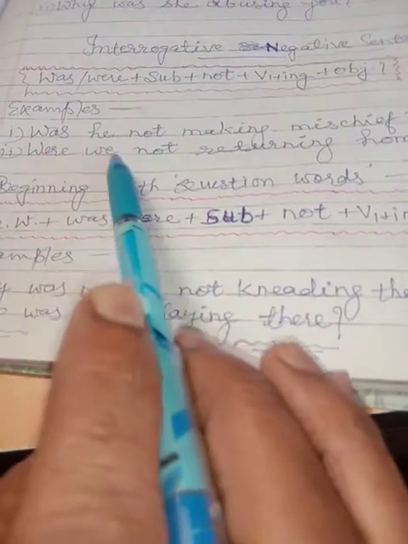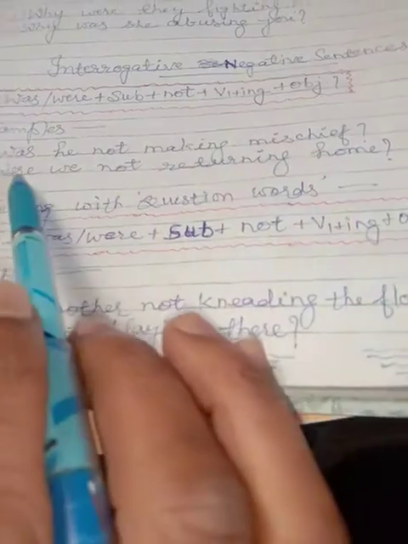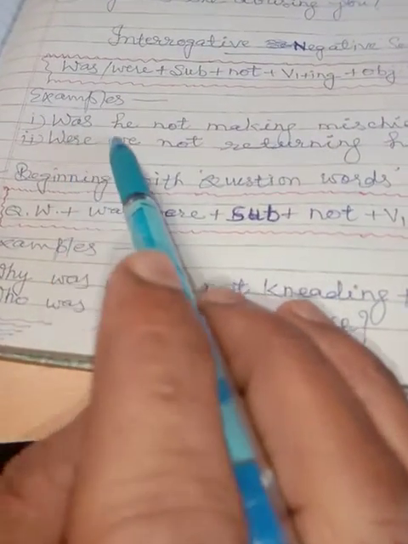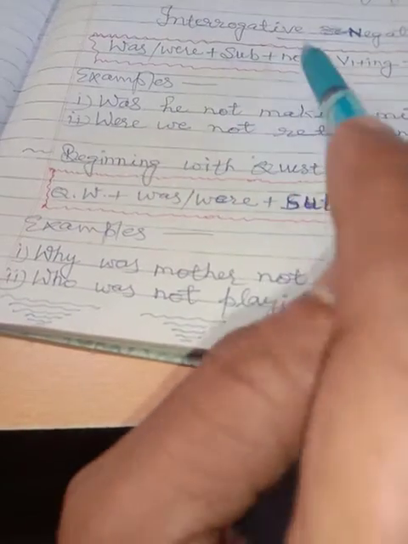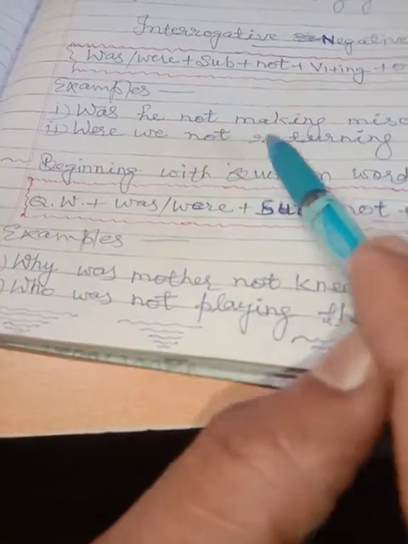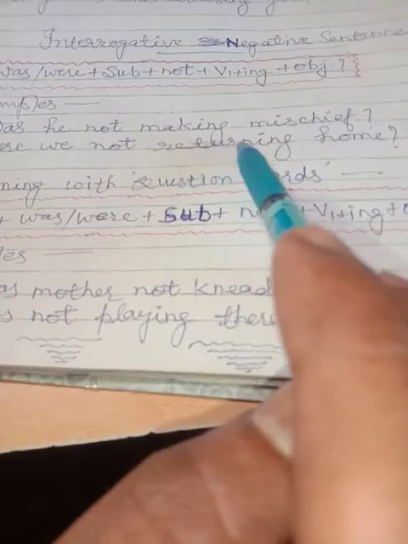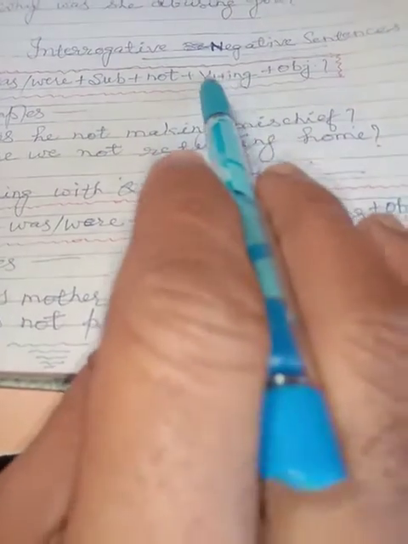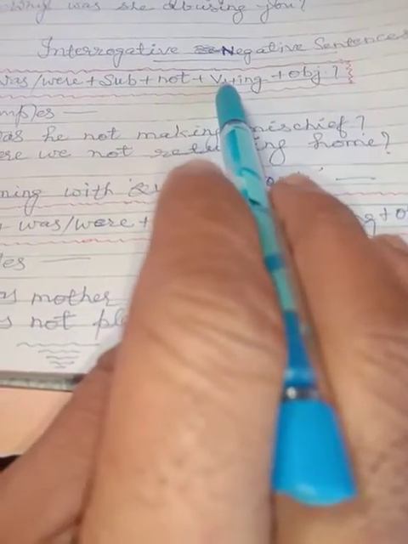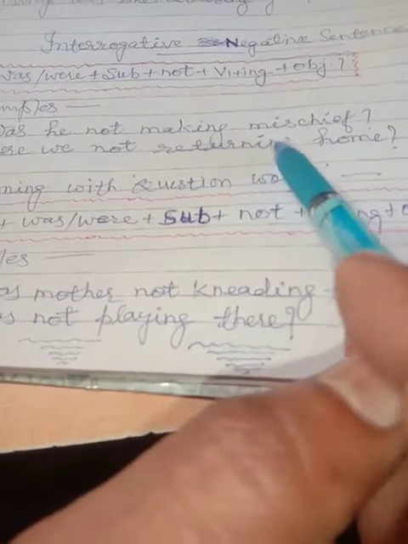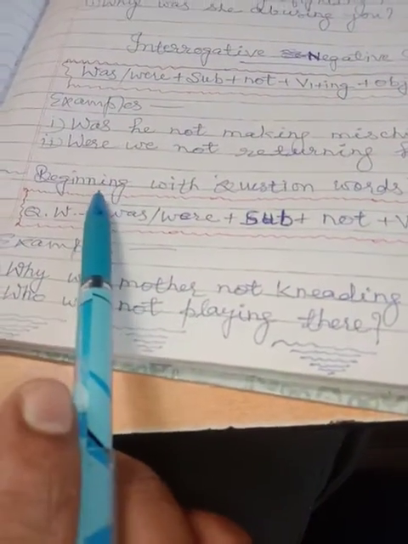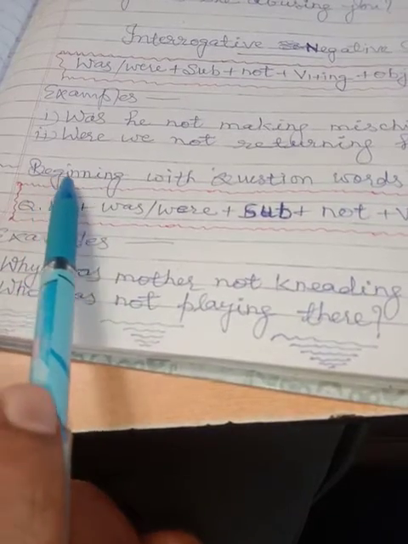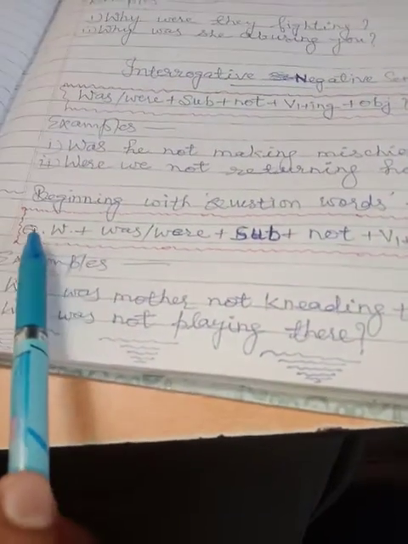Next one, were we not returning home? So were is used here with plural number subject we, not is for making negative sentence. Returning is first form of the verb return plus ing. Object is home here. Now second type of interrogative negative sentence, which begins with question word.